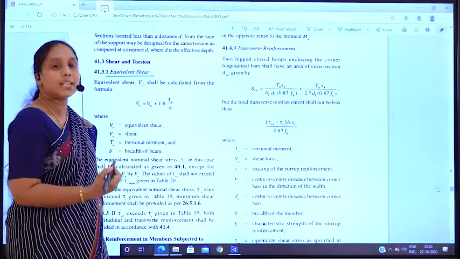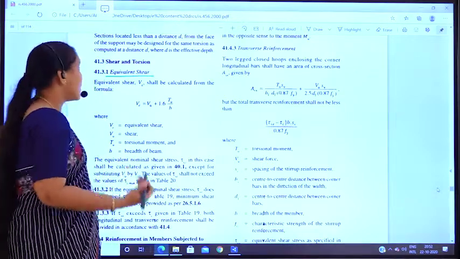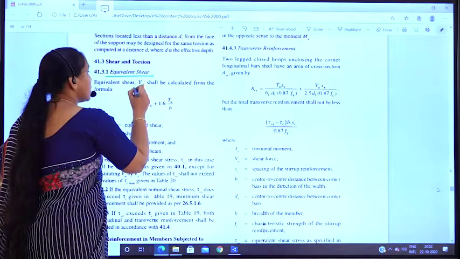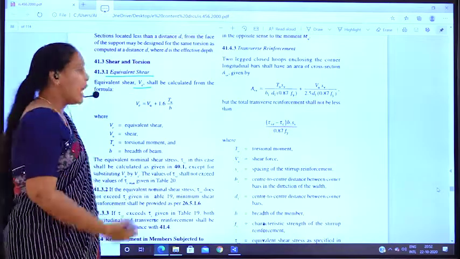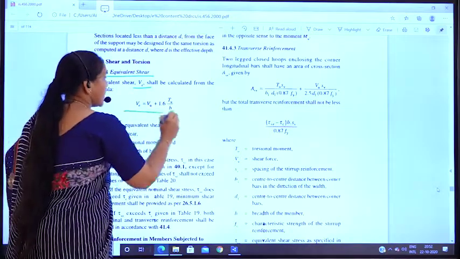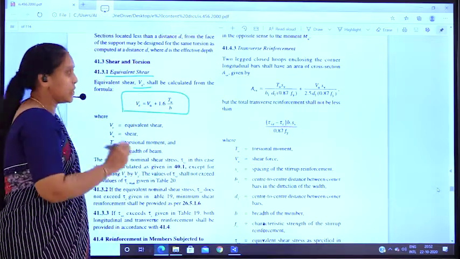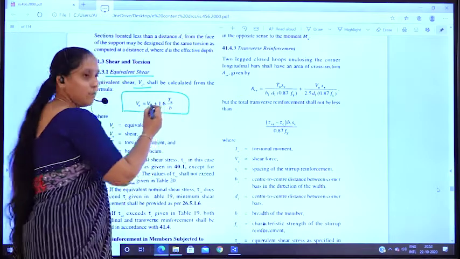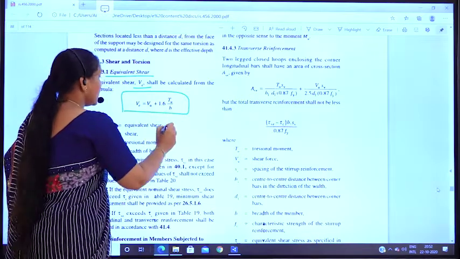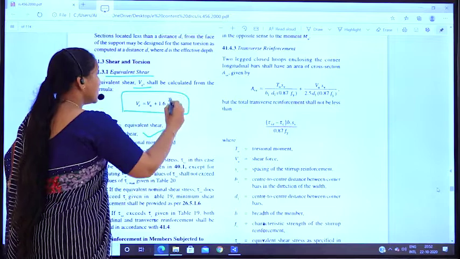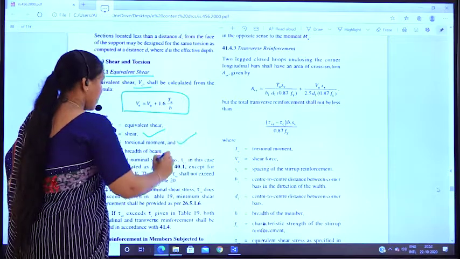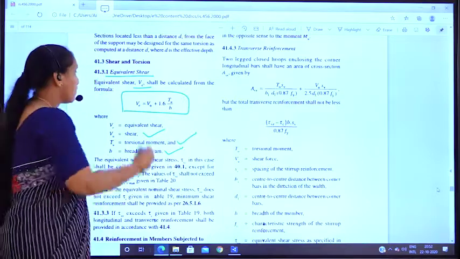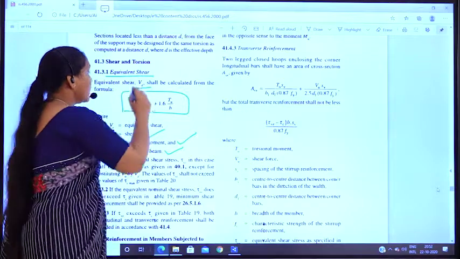We have to calculate the equivalent shear. How is the equivalent shear denoted? It is denoted by VE, and this equivalent shear is calculated by using this particular equation: VE is equal to Vu plus 1.6 Tu by B. Here Vu is the shear force, Tu is the torsional moment, and B is the breadth of the beam. From this we are going to get the equivalent shear.